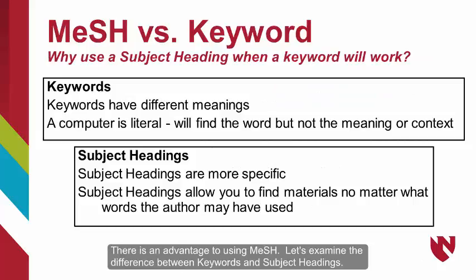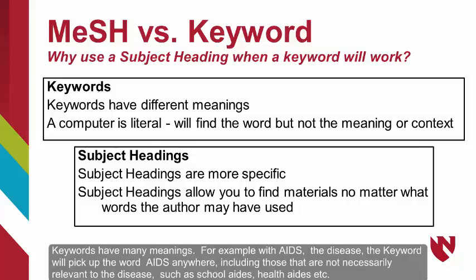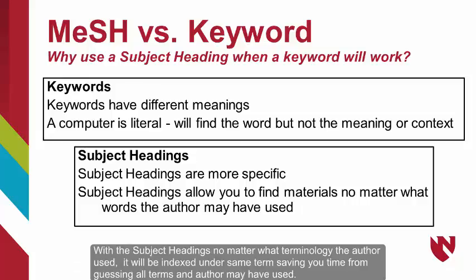There is an advantage to using MeSH. Let's examine the difference between keywords and subject headings. Keywords have many meanings. For example, with AIDS, the disease, the keyword will pick up the word AIDS anywhere, including those that are not necessarily relevant to the disease, such as school aids, health aids, etc. With subject headings, no matter what terminology the author used, it will be indexed under the same term, saving you time from guessing all terms an author may have used.